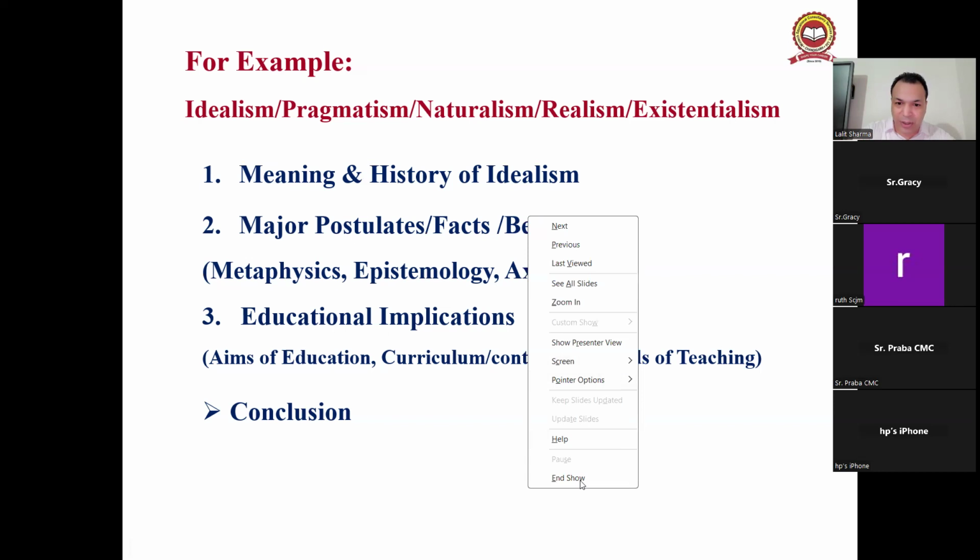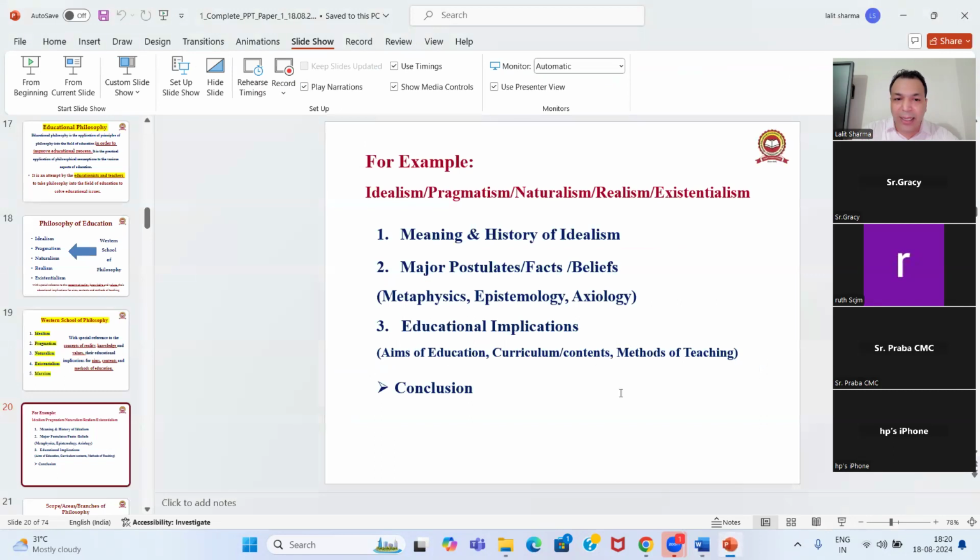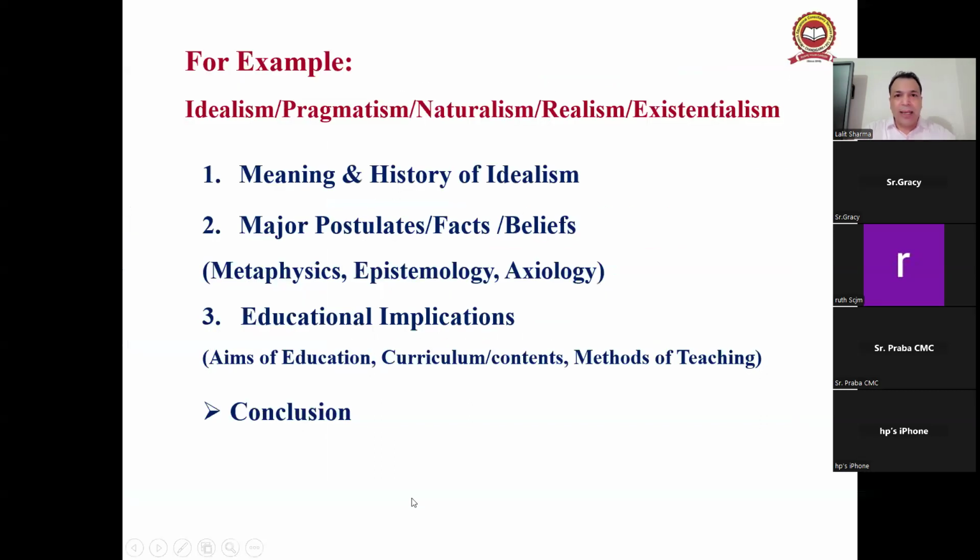We have seen the question that came last year. Look here, again I show you, because this is important. Define pragmatism, discuss its importance in the field of education. Here we have to talk about the meaning and a little bit of history of pragmatism, then a little bit about metaphysics, epistemology, and axiology. We have to fill a lot of pages, around 4 or 5 pages, on number 3: aims of education, curriculum, and method of teaching, because the examiner asked the third thing in an elaborated way.